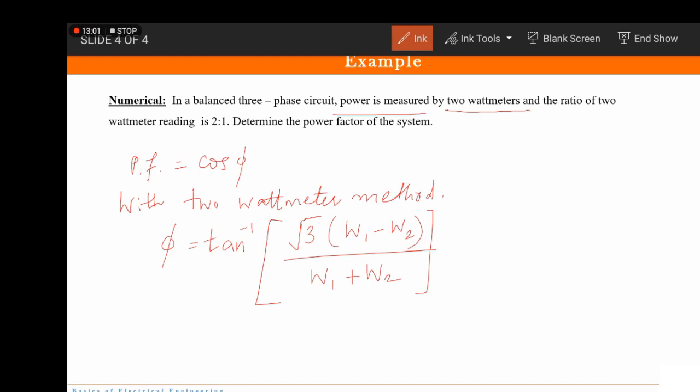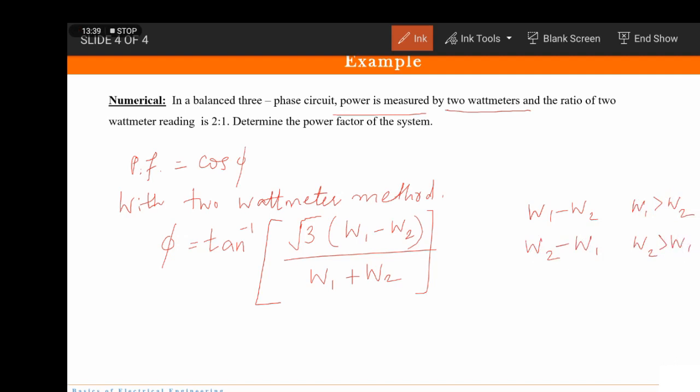So we shall first find out what is phi and then we will be putting the phi value in cos phi and then we'll be getting the power factor. Now remember, here I have written W1 minus W2. But basically whatever is higher comes first and the lower reading is subtracted. So you cannot get a minus value here. It can be W1 minus W2 when W1 is greater than W2, or it can be W2 minus W1 if W2 is greater than W1.